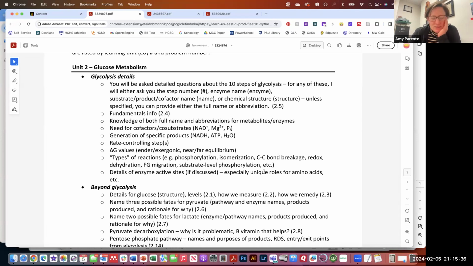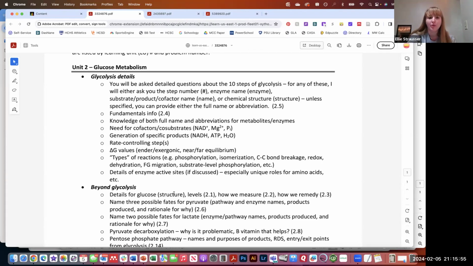You can have access to my notes, right? Because many of you, if you're taking paper notes, sometimes it doesn't work as well if you need to have a picture on there. But be able to think about some details of glycolysis. Questions on that? I have some questions.